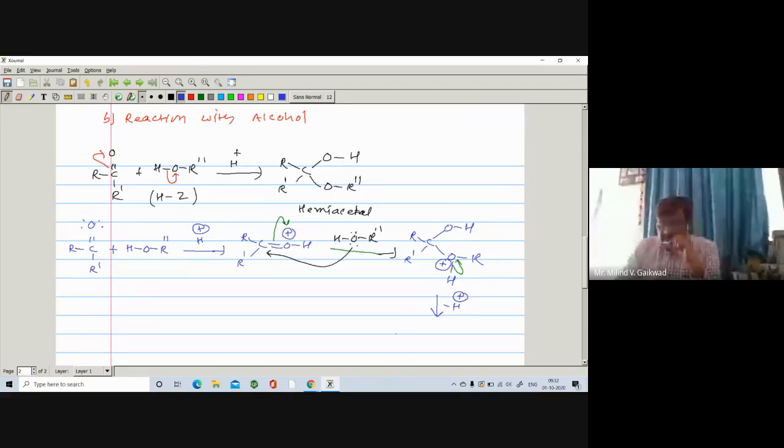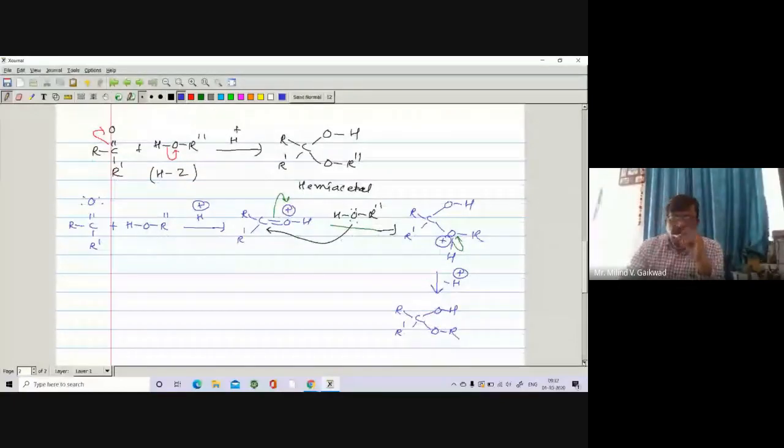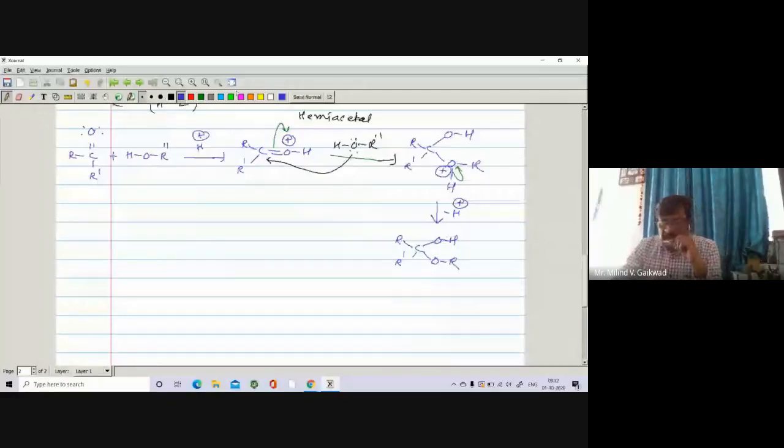Deprotonation takes place, and you are getting R, C. Here is R'. Here is O. Here is H, and here is O and R. So it is called a hemiacetal. So there is a formation of hemiacetal. So it is called a hemiacetal.